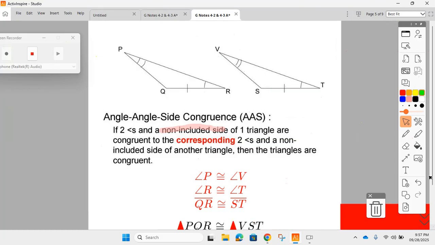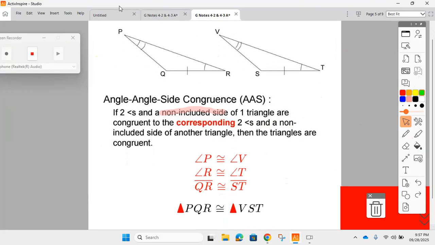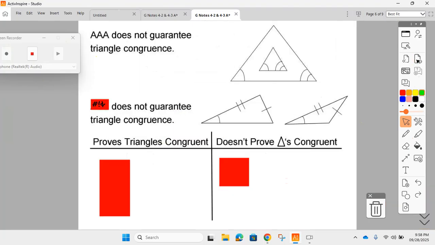Now we can state that triangle PQR is congruent to triangle VST. PQR, two dashes, no mark, one dash. Two dashes, no mark, one dash. So order is important. It's got to be corresponding parts. So once we know the triangles are congruent, now we know that all the parts, all the sides, all the angles are congruent.